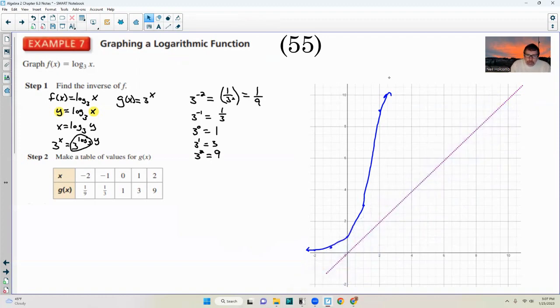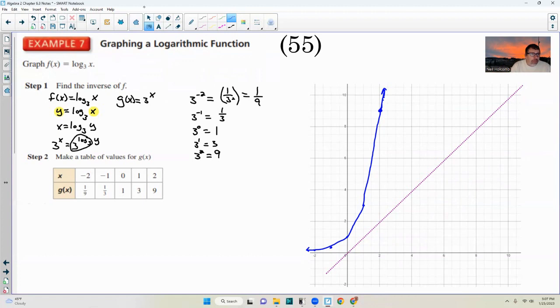So I'm going to reflect this blue function across it. That's a little bit messy, by the way. This is going to continue up like this. Okay, like so, going through the points 2, 9; 1, 3; 0, 1; -1, 1/3; -2, 1/9. Okay, so there's the graph of the inverse, but they asked us to graph f of x. Well, I was able to graph the inverse because I know how to graph functions that have exponents. Exponential functions are easy to graph.